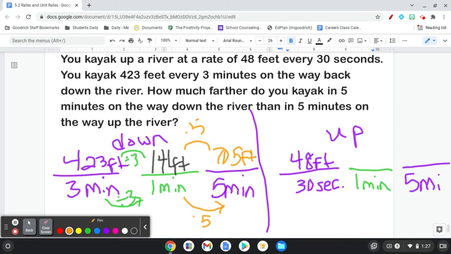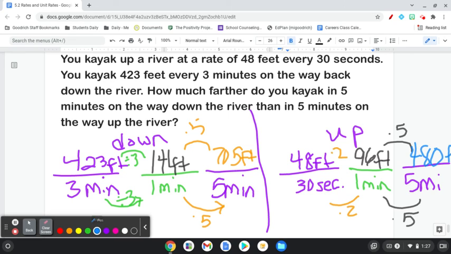Now what I want you to do is I want you to try the up and press play when you're ready to check your answers. And here's your correct answers. So by growing our 30 seconds to 1 minute, and then by growing our 1 minute to 5 minutes, we can see here that to go up the river, I'm traveling 480 feet. To go down the river, I'm traveling 705 feet in 5 minutes.